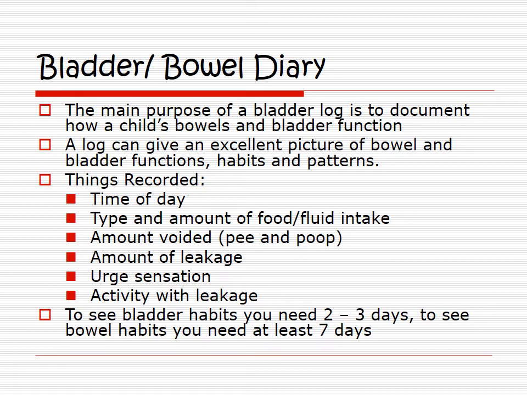A bladder and bowel diary is a log of what the child is eating or drinking and how their bowels and bladder are functioning. The log is a great picture of how these things are functioning, as well as their habits and patterns, and how their habits and patterns are influencing what is happening with the bowels and bladder. It records things like the time of day that they are going to the bathroom, the type of fluid and food that they're intaking, the amount that's voided of pee and poop. Pee is usually measured in seconds, and poop is usually just assessed as far as the consistency and texture, which we'll talk about later.